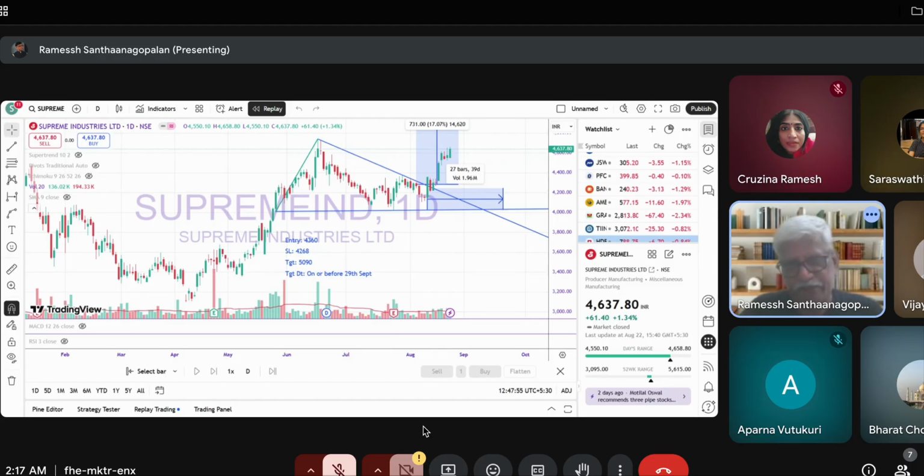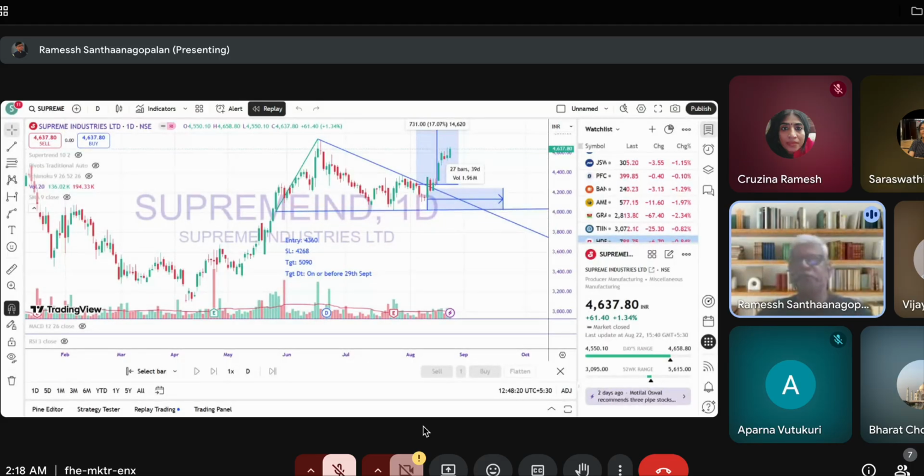Before I go to another pattern, there is a very important thing I'm going to teach you. Now, you wanted to buy this stock. I have given you all of this. I have drawn the triangle. I have given you the entry date, the stop loss, the exit amount, the exit date, everything.